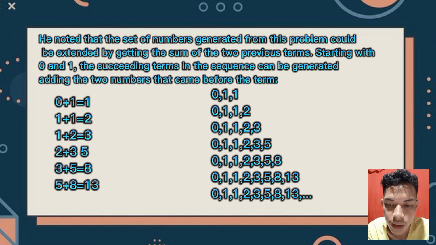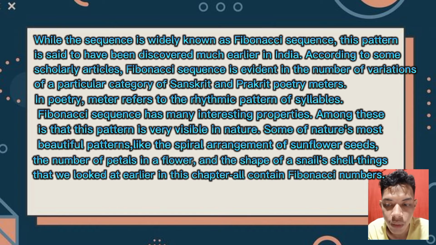So the example here is 0 plus 1 equals 1, 1 plus 1 equals 2, 1 plus 2 equals 3, 2 plus 3 equals 5, 3 plus 5 equals 8, and 5 plus 8 equals 13. So that, here at the right side, is what we call the Fibonacci sequence. While the sequence is widely known as the Fibonacci sequence, this pattern is said to have been discovered much earlier in India. According to some scholarly articles, the Fibonacci sequence is evident in the number of variations of a particular category of Sanskrit and Prakrit poetry meters.